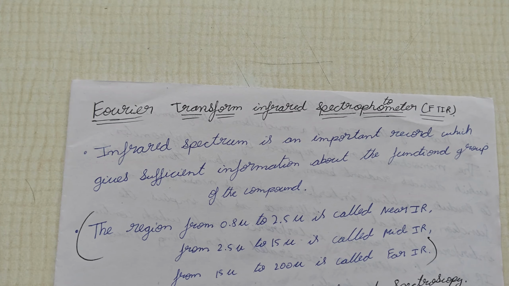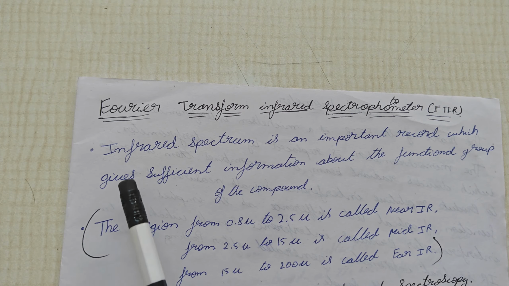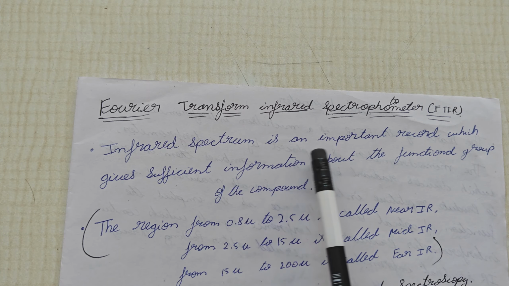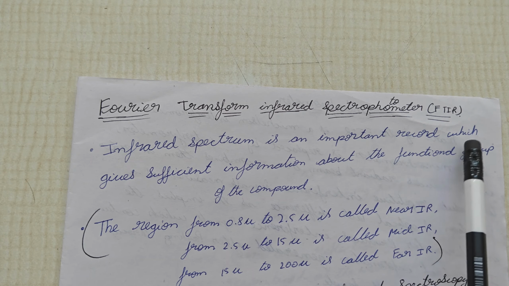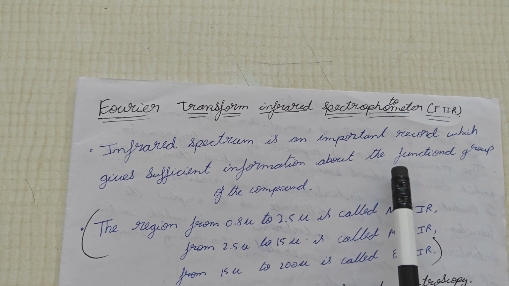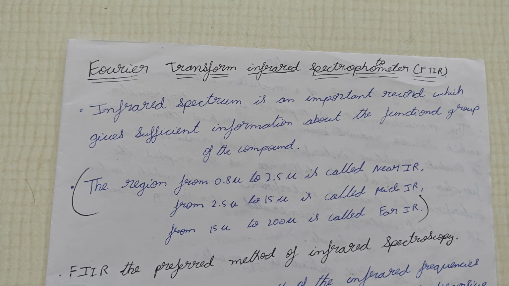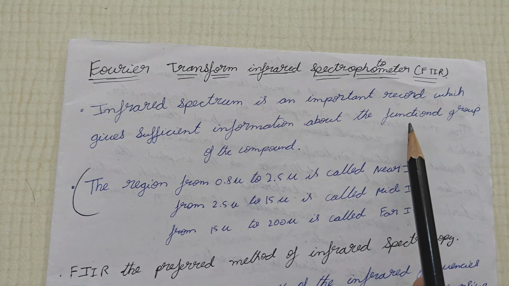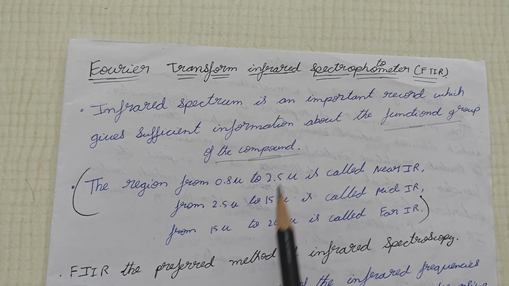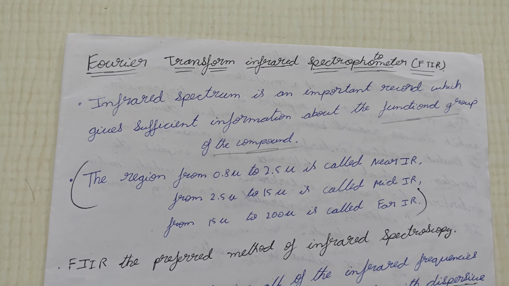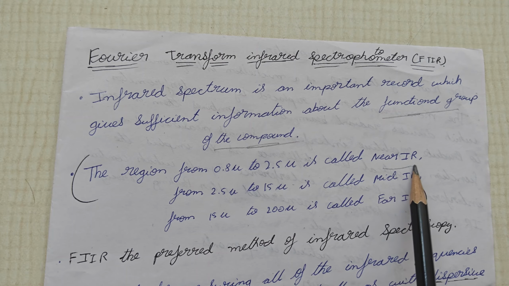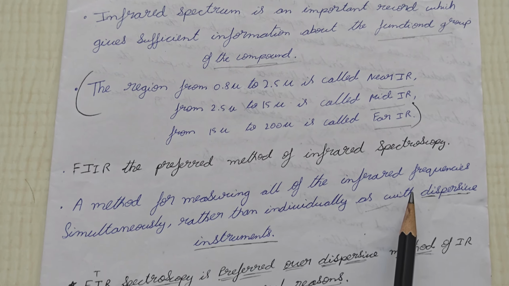Okay. Firstly, Fourier transform infrared spectroscopy. Infrared spectrum is an important record which gives sufficient information about the functional groups of a compound. See, here it is very important, it gives the information about the functional groups of the compound. It is divided into near IR region, mid IR region, and far IR region based upon the ranges.